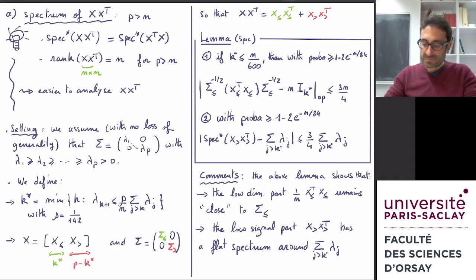So just a recap of what I have already said. If you look at the empirical covariance for the low dimensional part, it is close to the true covariance. But if you look at the low signal part, which is in high dimension, it has a flat spectrum, which is around this quantity. So let us prove this result. That will be really the core of the analysis of our gradient descent least square.